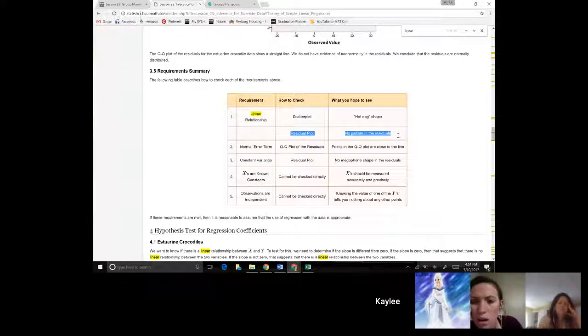And the question doesn't ask about linear relationship, nor does it ask about scatter plots. It's just asking for the residual plot. What you hope to see with the residual plot is no pattern. No pattern. Okay. Yes. So that's the thing.